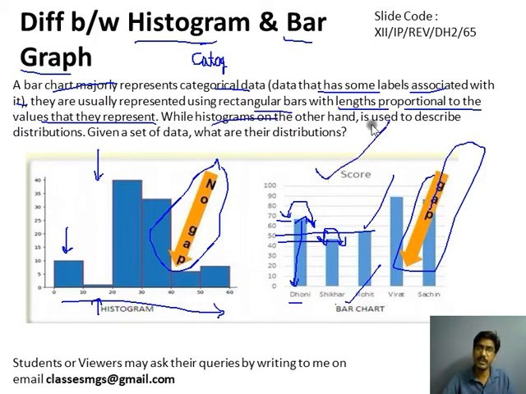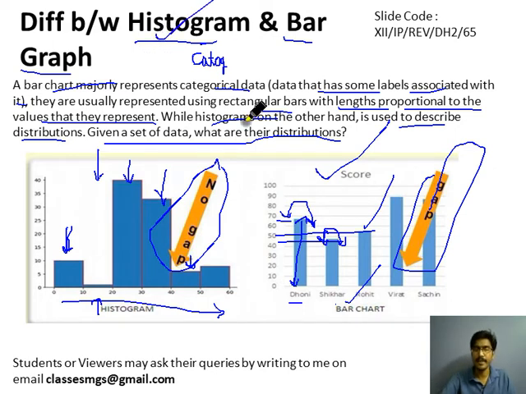Histograms, on the other hand, are used to describe distributions. Given a set of data, what is their distribution? Distribution means: between 0 to 10, how many numbers are there? Between 10 to 20, how many numbers are there? Between 20 to 30? Between 30 to 40? Such a distribution is shown through the histogram. So keep this in mind.